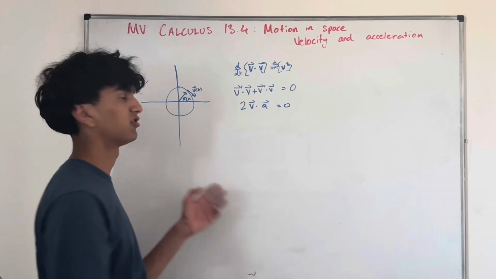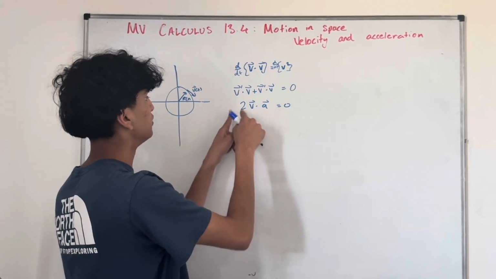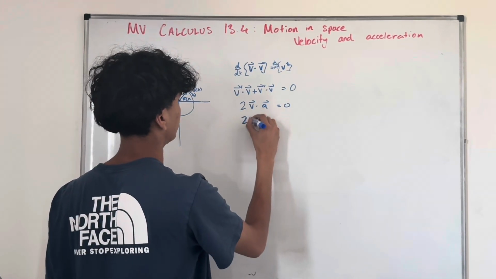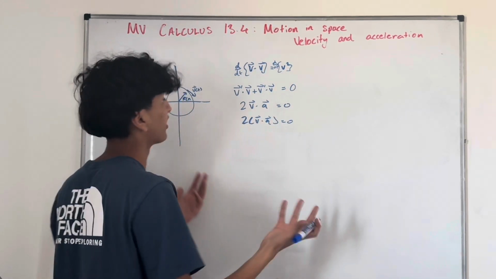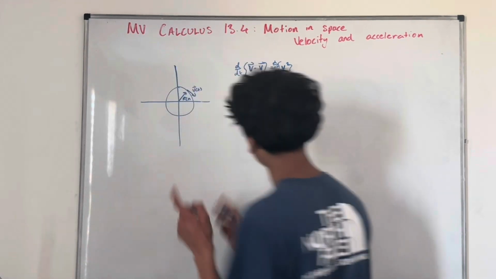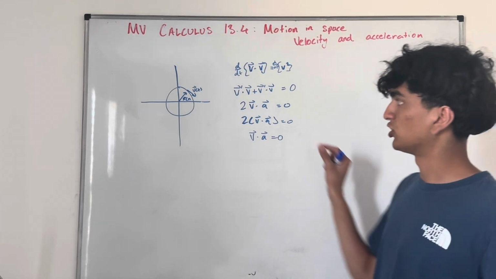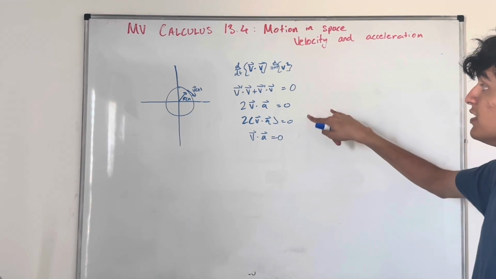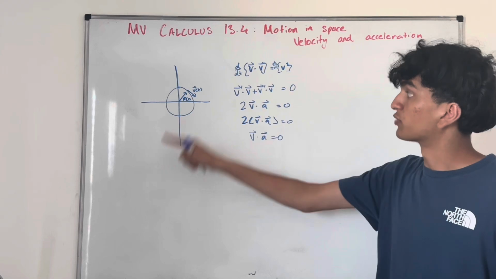And I can actually factor out a 2. This is one of our dot product properties: the dot product of 2 times a vector function dot another function ends up being the same thing as 2 times the whole dot product. So I can divide both sides by 2, and I get v dot a equals 0. And this tells me that the velocity and the acceleration are always perpendicular. In other words, the acceleration is always normal. So this is just one thing to keep in mind: if the speed isn't changing, then the acceleration is normal.